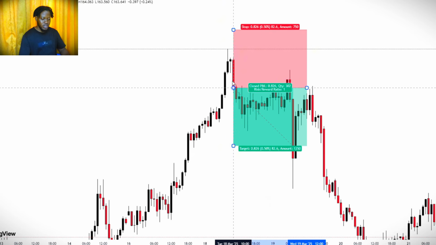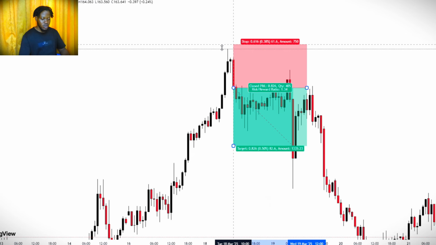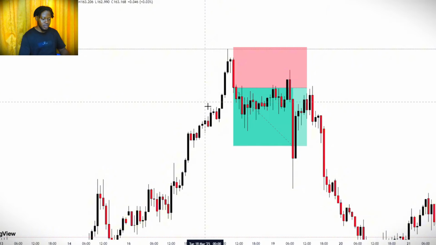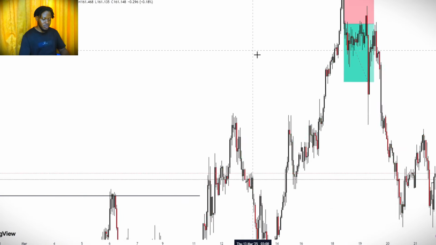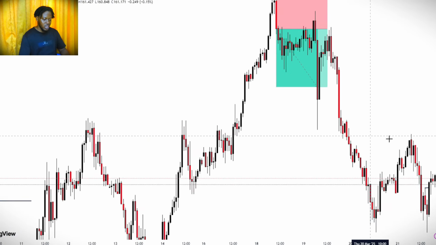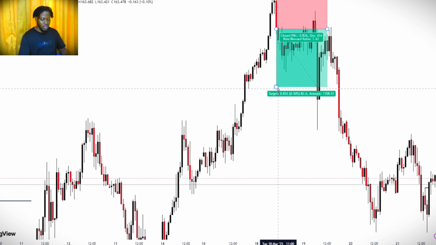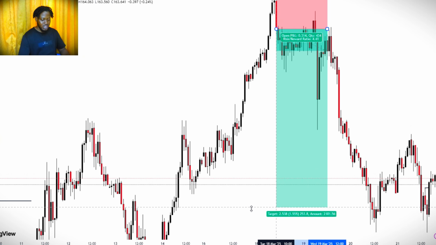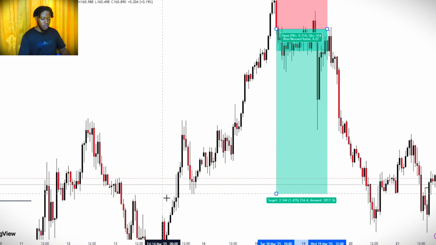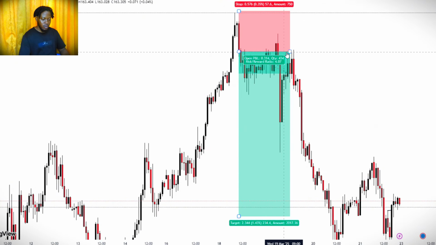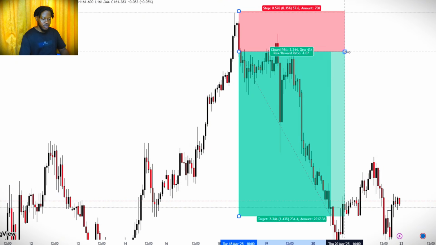Right at this point, and then my stop loss was right at this swing high here, and then my take profits, I targeted something like 1:3, and my TP was somewhere here at this low here, and this was it. Played out perfectly well.